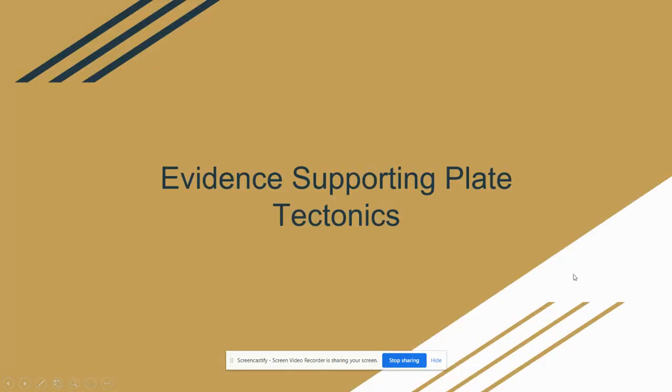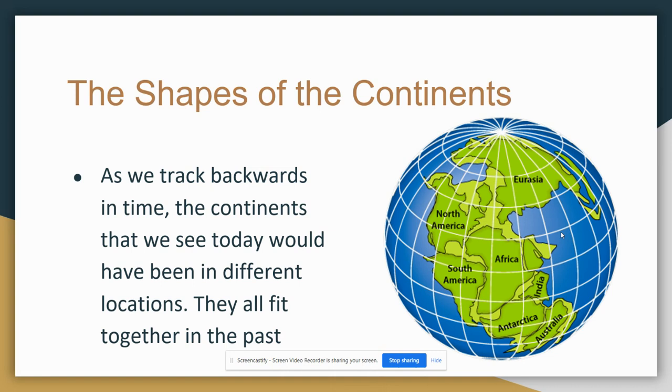So, what evidence do we have to support this theory? Well, quite a bit actually, but we're going to talk about some of them. As we track backwards in time, if the continents are moving away from each other now, at one point they had to be together in the somewhat recent past when you talk about geology. And you can actually see from the shape of continents that at one point they fit together in a somewhat cohesive shape.